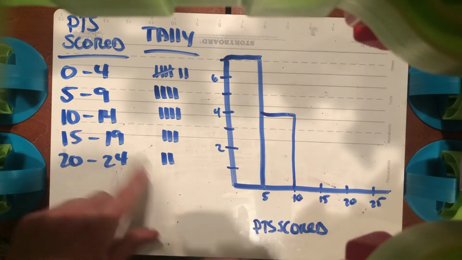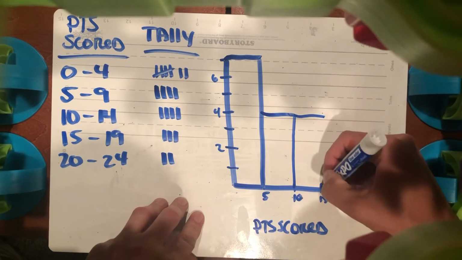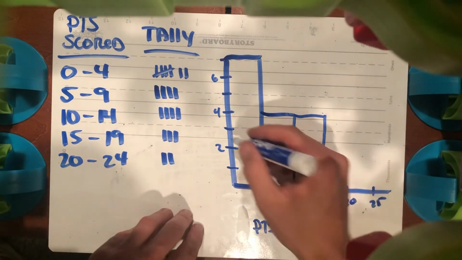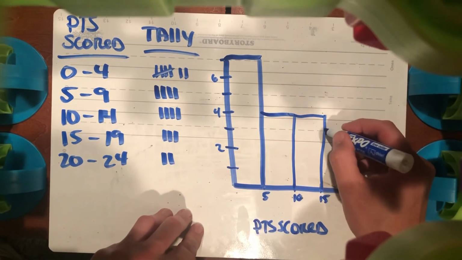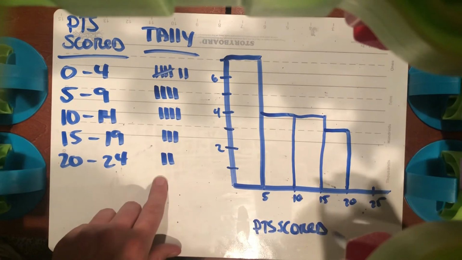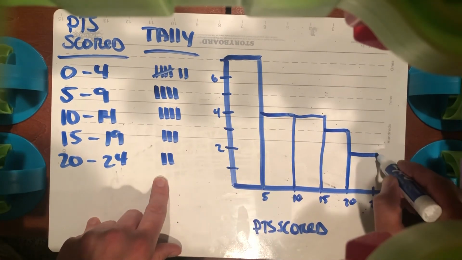The next one's from 10 to 14, and there are 4, so then we have another bar the same height. And then from 15 to 19, we only have 3, so we'll drop down 1. And we'll cut across just like this. And then only 2 in the last category, so we will do this.